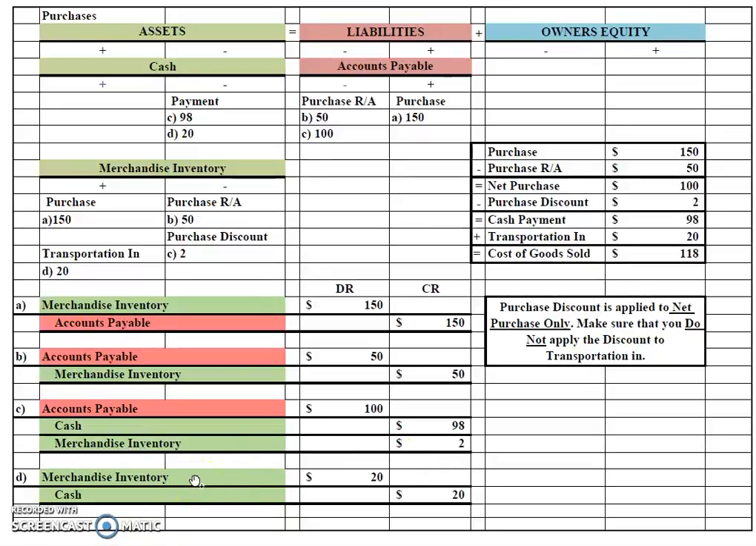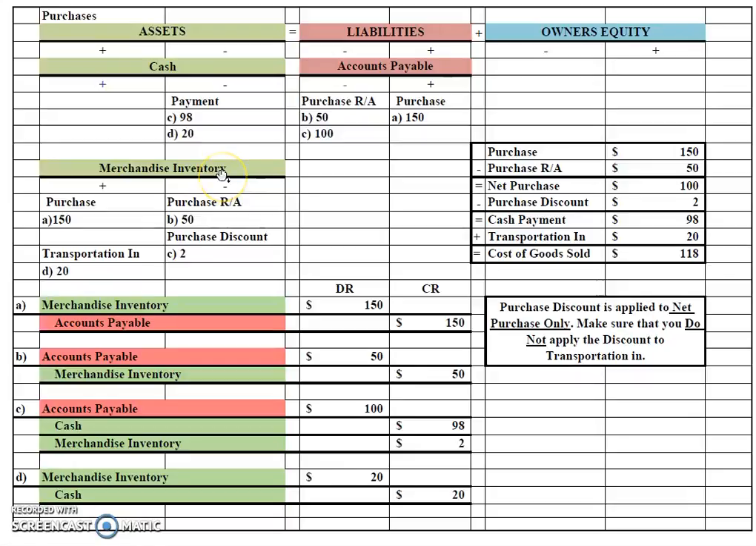And then if there was a transportation cost, transportation in, as we have here, we're going to add it now, because it does add to the cost of goods sold. We're going to debit merchandise inventory for the transportation cost, and we're going to pay cash to the postal service for delivering our package. So this is a full transaction of what goes on.